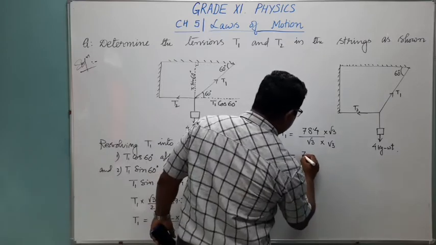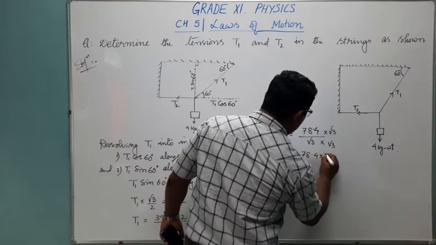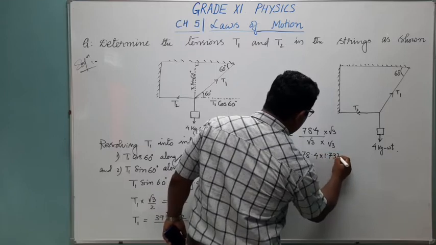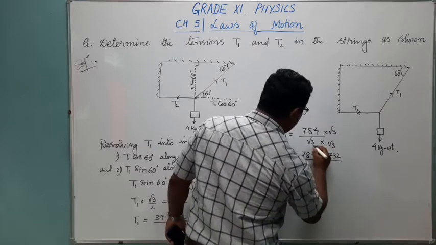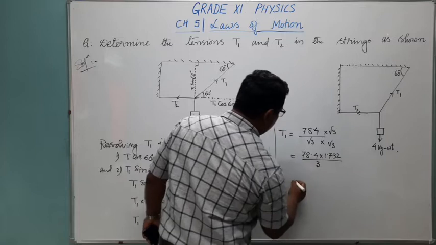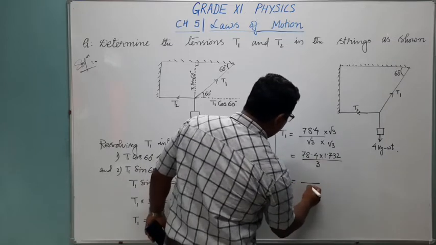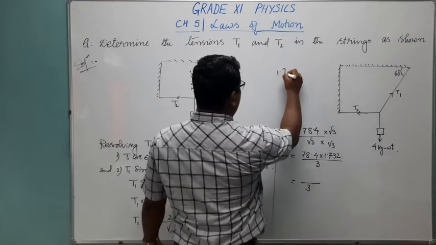So it will give us 78.4 into 1.732. This is the value of root 3. Root 3 into root 3 is 3. Then you can multiply and divide to get the final answer.